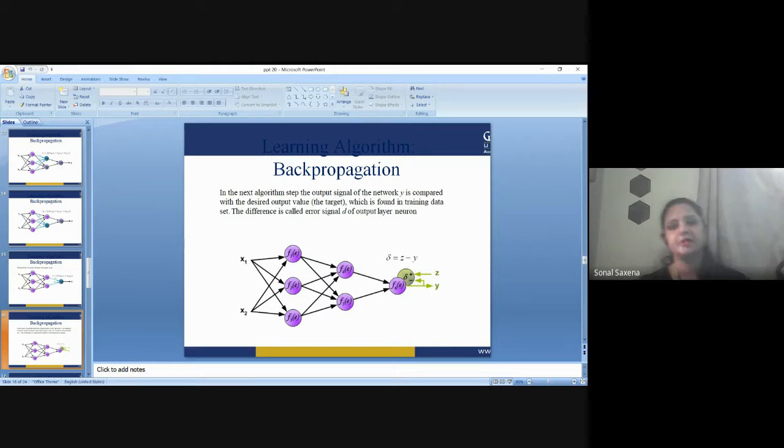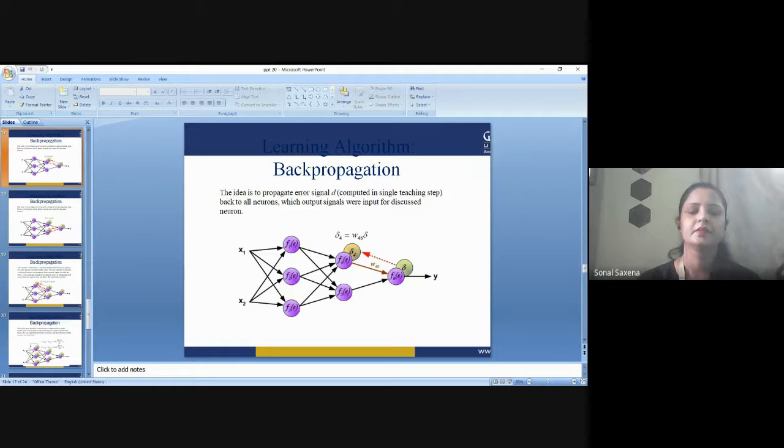I hope this is clear. In the next algorithm step, the output signal of the network y is compared with the desired output value, the target, which is found in the training data set. The difference is called the error signal d of the output layer neuron. Now, the idea here is to propagate the error signal d, which is computed in a single teaching step, back to all neurons.